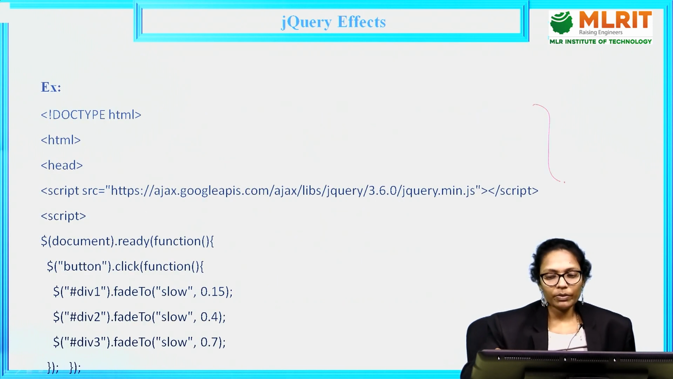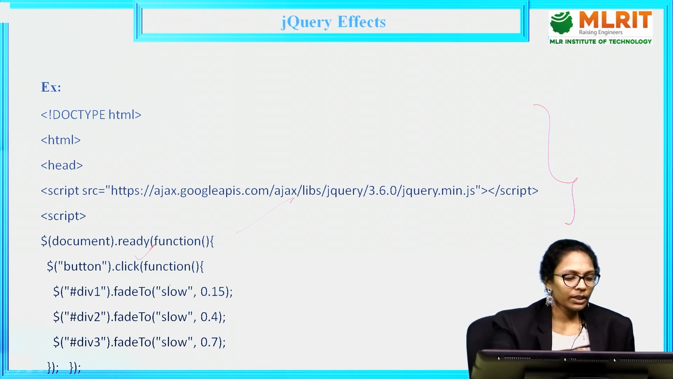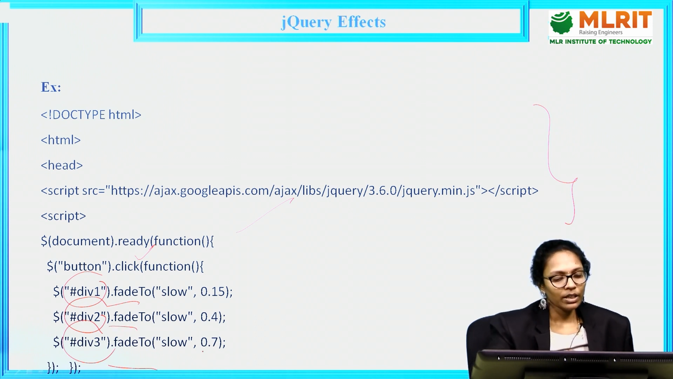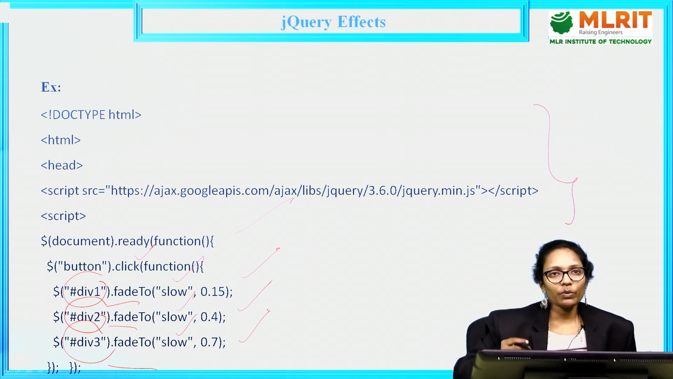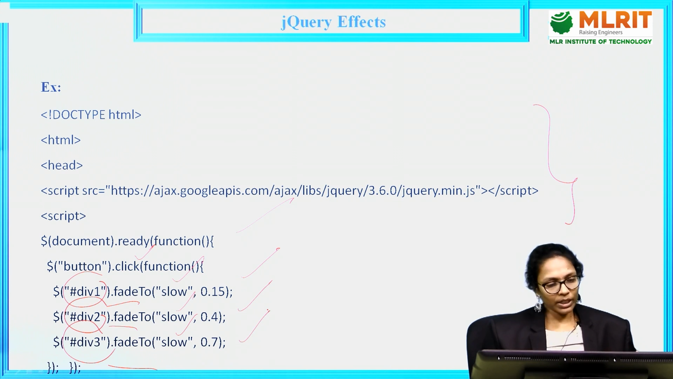So this is common for all jQuery application, and whenever your document is ready and whenever you click on the button, you're taking 3 divisions to apply this fade to function, and you're calling it 3 times, and in all the 3 cases you are choosing the speed as slow only, but coming to the opacity value, 0.15 it is lesser, 0.4 it is little bit more, 0.7 is still more, right? So we will see the output. By seeing the output you can understand what do you mean by opacity.